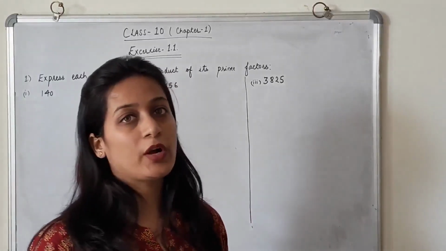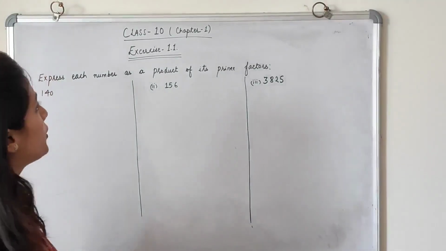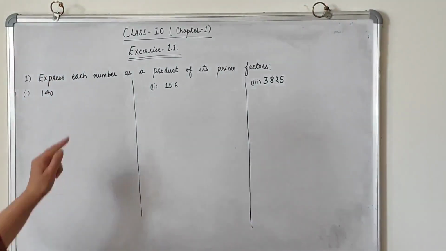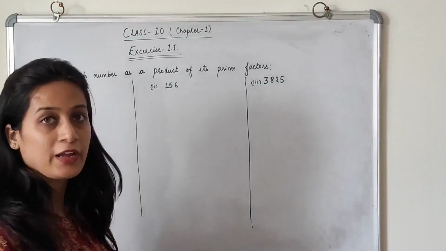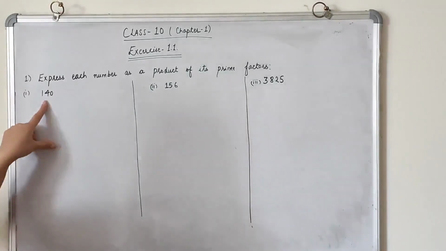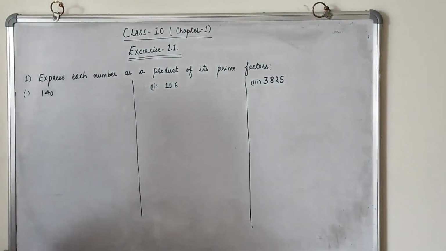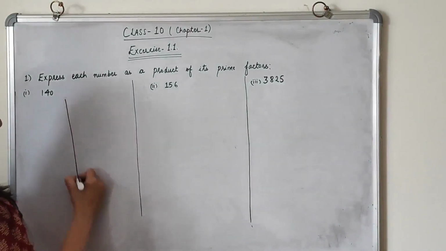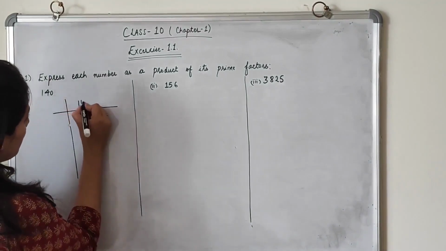Chapter 1 exercise 1.1. So here is the first question. Express each number as a product of its prime factors. So here is the first part, that is 140. We are going to find prime factors of 140.